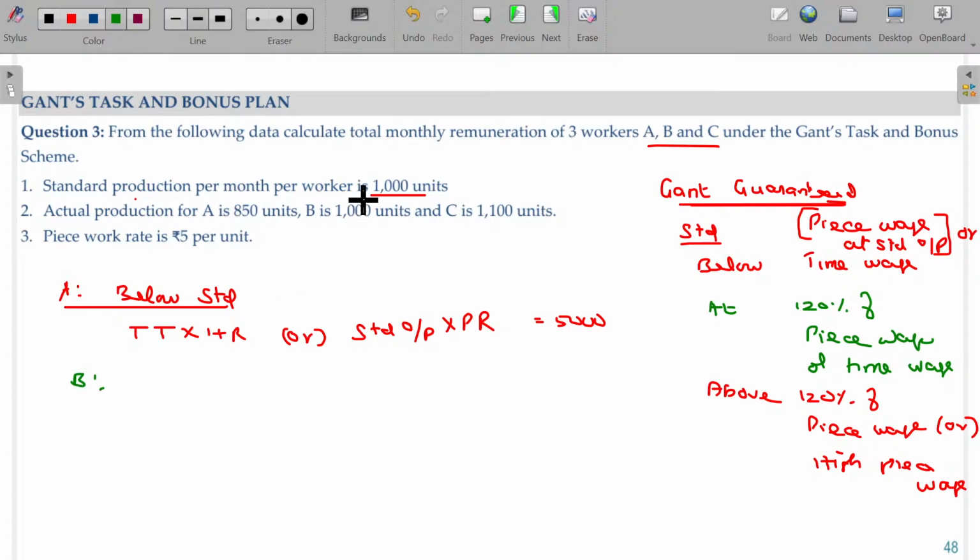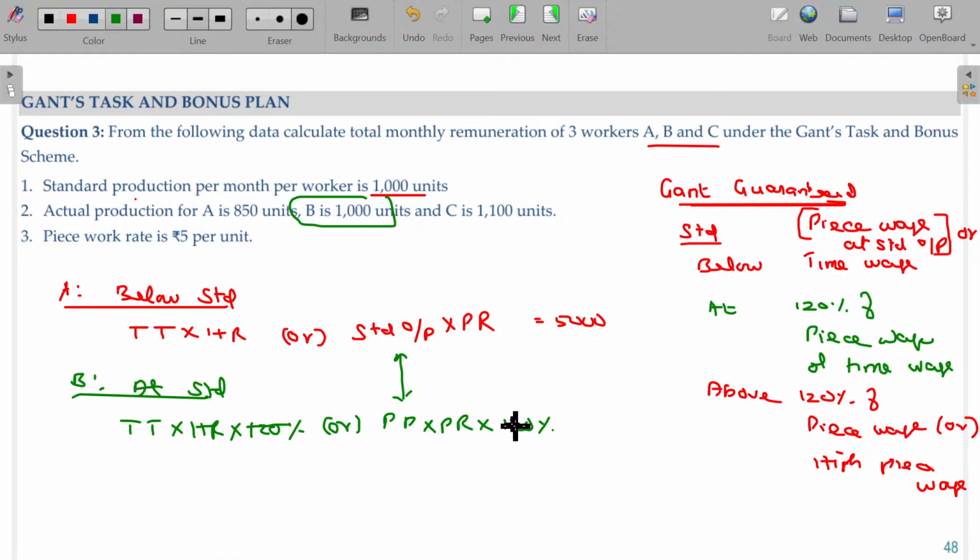In case of B, at standard. In case of at standard, time taken into hourly rate into 120 percentage, or pieces produced output. So if you forget about the 120, the first formula will be similar to this one. That's the logic. So pieces produced being 1000 into piece rate being 5 rupees into 120 percentage, 6000.